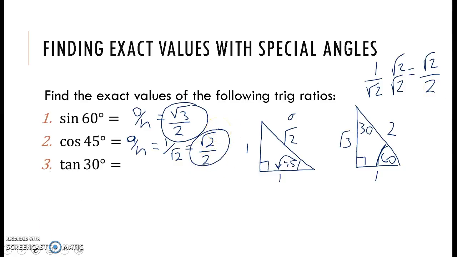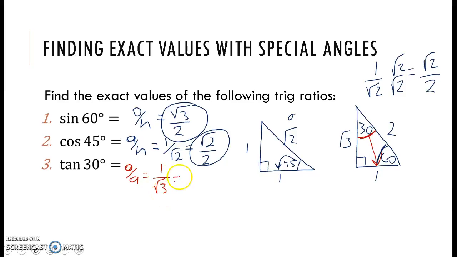Let's take a look at one more. The tangent of 30 degrees. So I'm going to go back to this triangle here. Here's my 30 degree angle. The tangent is the opposite over the adjacent. So the opposite side here is 1. So that's going to be 1 over the adjacent side, which is the square root of 3.